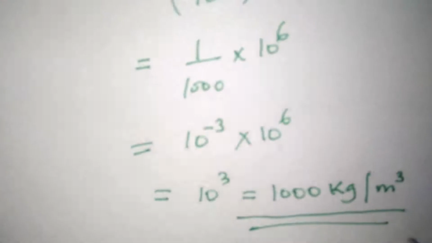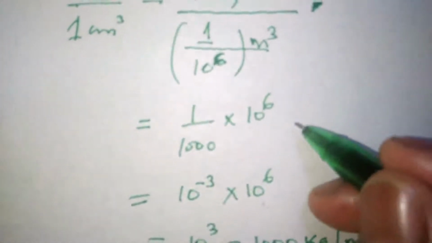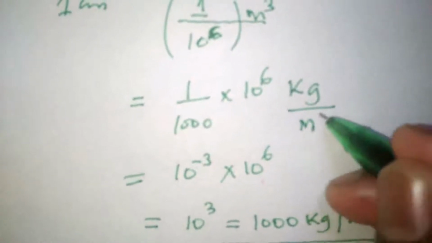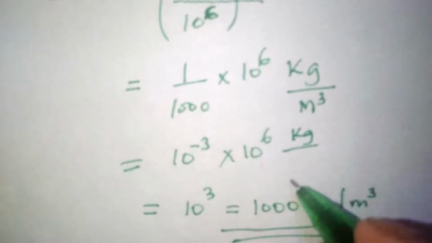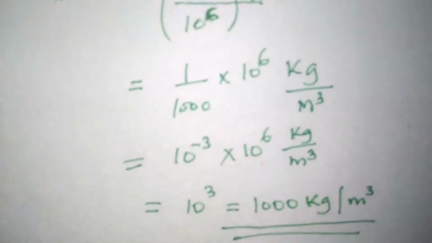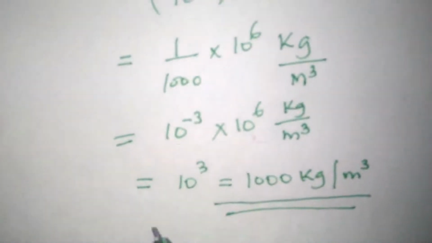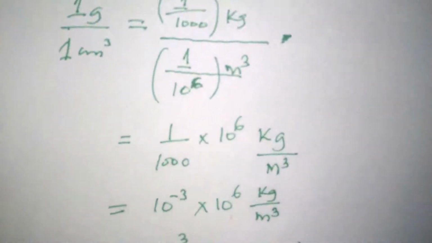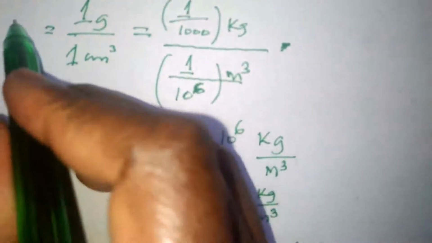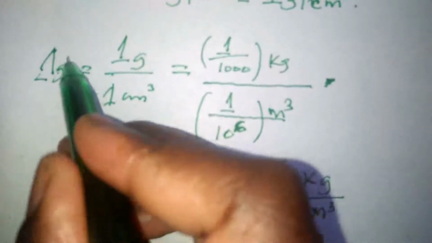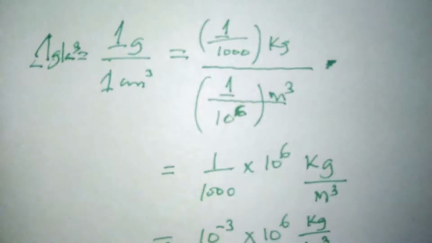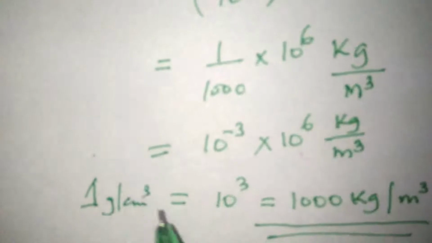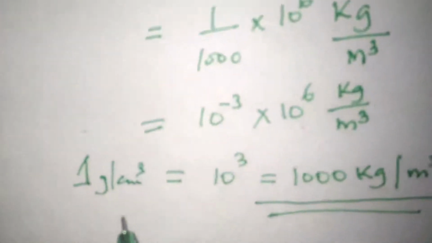And remember, this is in meters cubed. First of all, it's good to remember not to drop the units before the right time. So I'll retain the units here and here. And finally, just to remind us that actually it is telling us that indeed 1 gram per centimeters cube is equal to 1000 kilogram per meters cube.